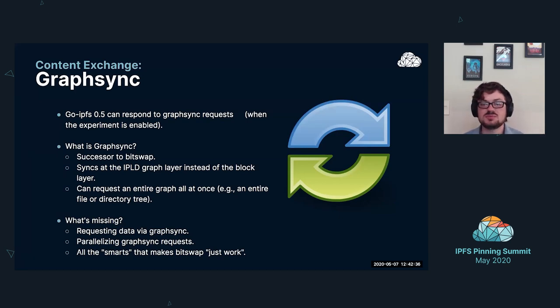If you want to speed up fetching data from people trying to pin data and you know their peer ID, you can quite easily build a tool that just connects directly to that peer and then uses graph sync to suck up all the data. This is assuming the user has enabled this experiment. This is not enabled by default. We hope to enable it by default in a future release.